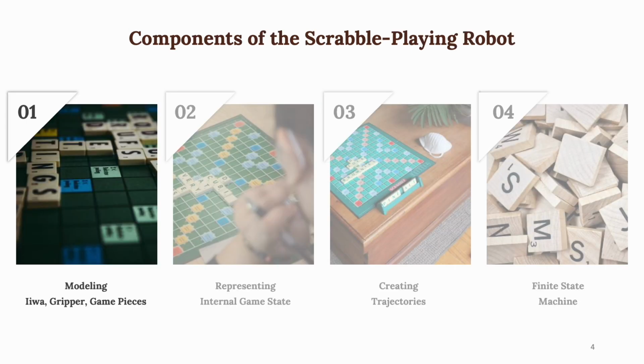There are 4 components of our Scrabble-Playing Robot. The first component is modeling the iiwa, the gripper, and the game pieces. We were given the models for the iiwa and the gripper, and we CADed the game pieces.